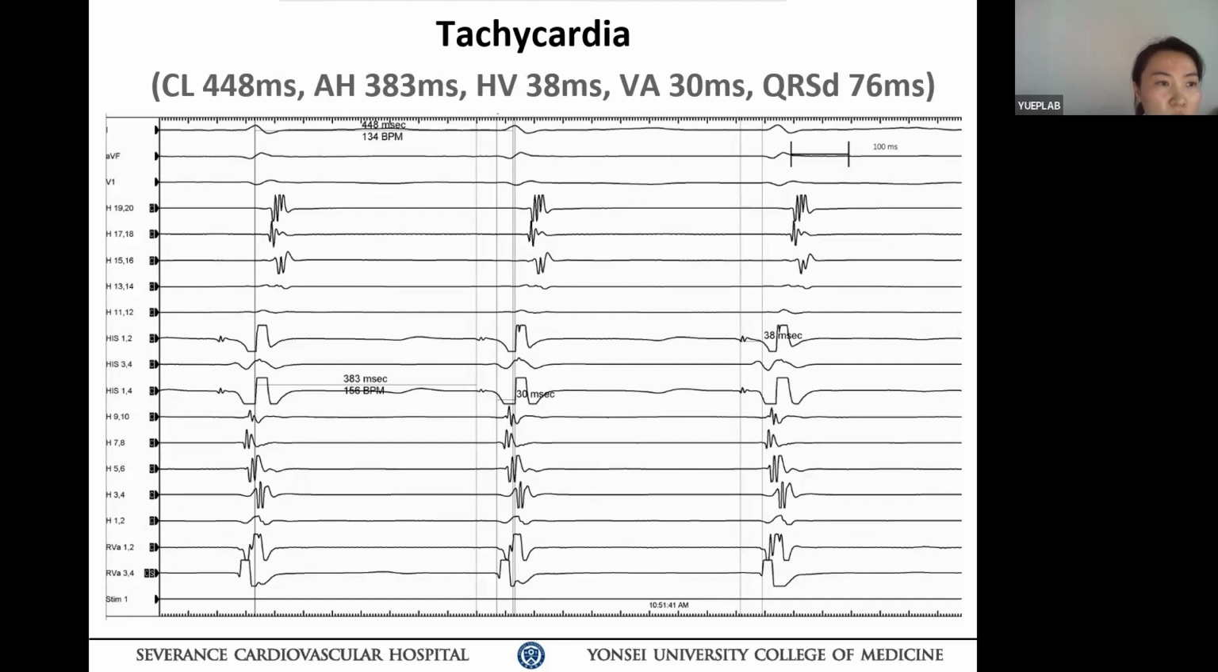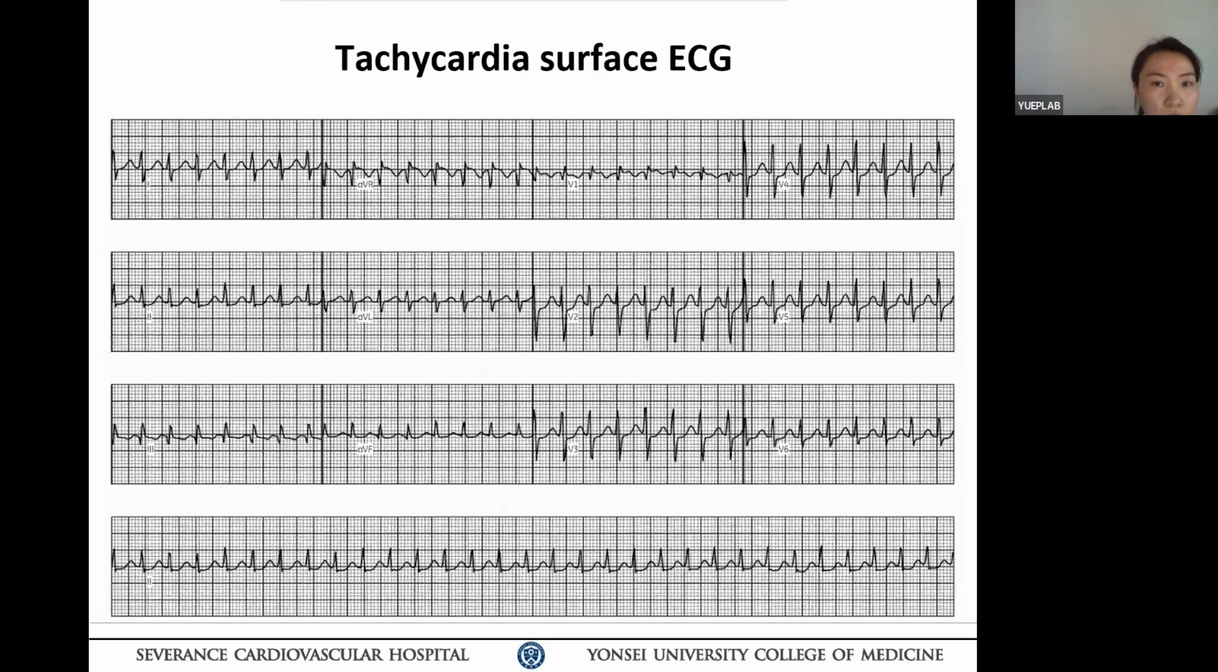The cycle length was 448 milliseconds and AH interval was 383 milliseconds. HV interval was 38 milliseconds, VA interval was 30 milliseconds and QRS duration was 76 milliseconds. This is the surface ECG during the tachycardia. The heart rate was about 150 and this is a narrow QRS tachycardia. The axis was normal and the retrograde P wave was fused at the end of the QRS and makes a pseudo S wave in the inferior leads compared with the baseline ECG.